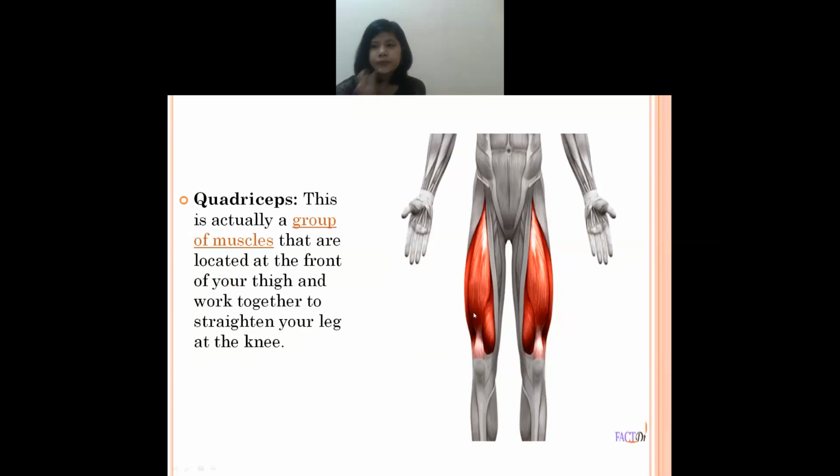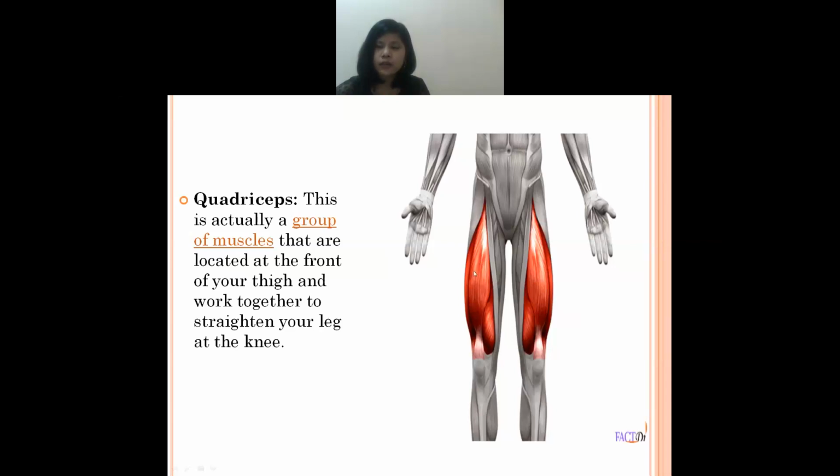Okay, next is quadriceps, this one. This area. In your thigh area you will get it. So this is the quadriceps. They are a group of muscles which are found at the thigh, on both sides. And they help you in what? They help you in straightening your leg at your knee. This is your knee. And they help you to straighten your leg.